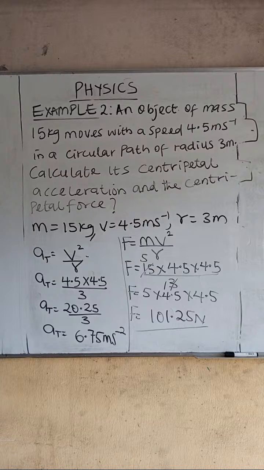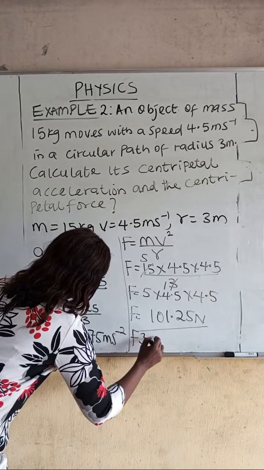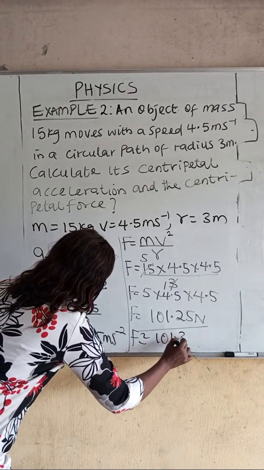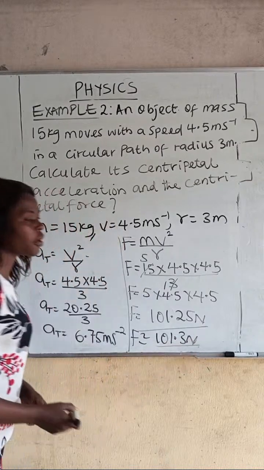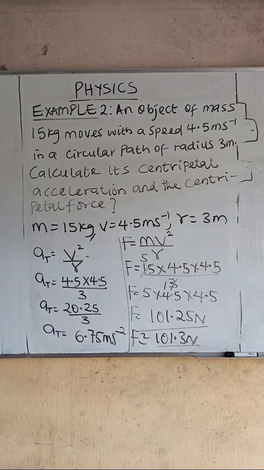Oh, I thought we ought to approximate, but noted. No, we don't. You don't approximate until you are done. Even if you approximate to say 101.3 Newton, you are still correct, because this is your final answer. You understand? All right.